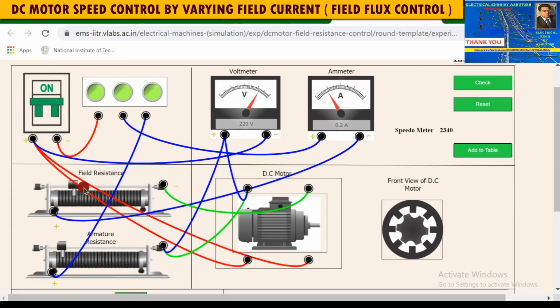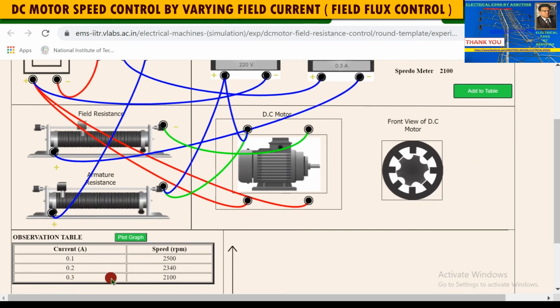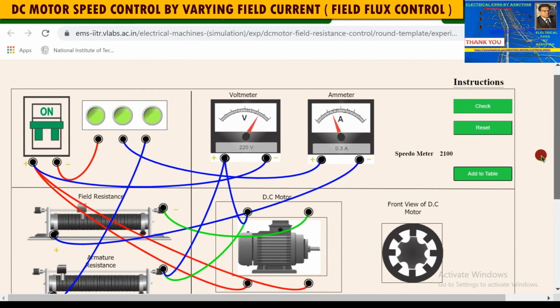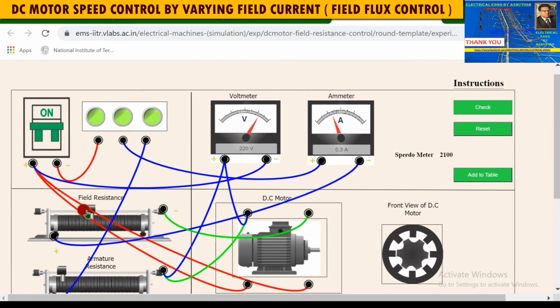Okay, now again, third point, change the field resistance. We are decreasing the field resistance, and field current is increased to 0.3 ampere, you can see. Then speed becomes 2100 rpm, add to table. Then we have got the third row of observation table. Now current becomes 0.3 ampere, and speed becomes 2100 rpm. Then again slide this field resistance.